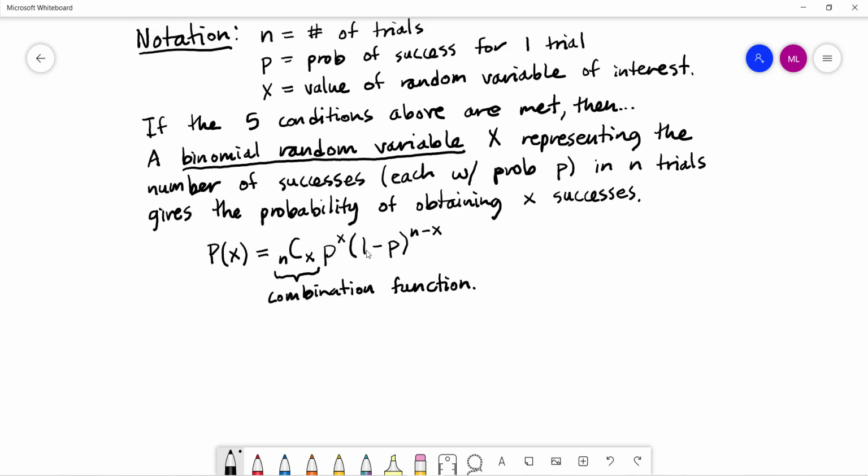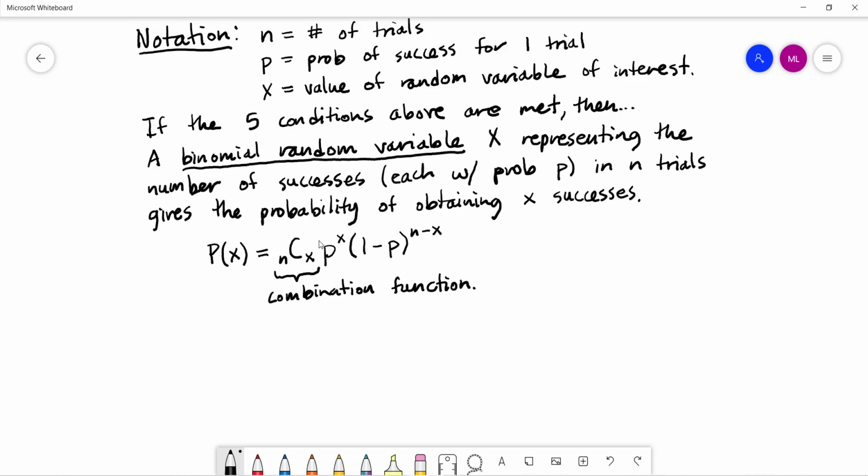And then over here, 1 minus p, if p is the probability of success, then 1 minus p is the probability of failure. And if we had x successes out of n total trials, then whatever's left over must be the number of failures that we had. So if we had x successes, then we have n minus x total failures. So the probability of failure is raised to the power of how many failures there were, the probability of success is raised to the power of the number of successes, and then this combination function.